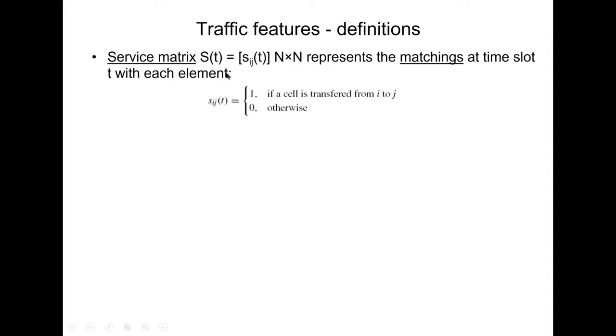Then we can define a matrix called S_ij(t), which represents the matching at time slot t. In this matrix, if an element is 1, it means that the cell ij, located at the top of the queue ij, can be transferred from i to j, and 0 otherwise, if a cell at the head of the queue ij is not transferred to the destination.